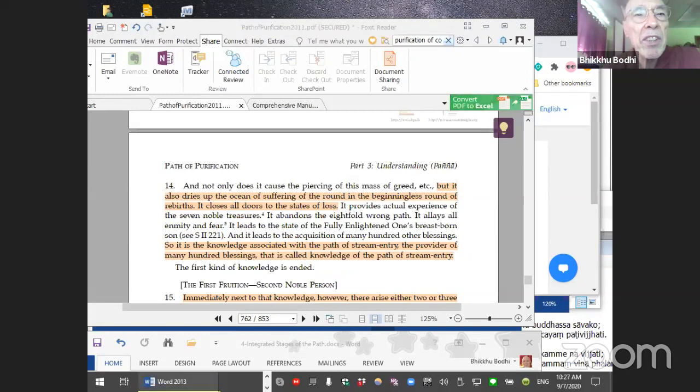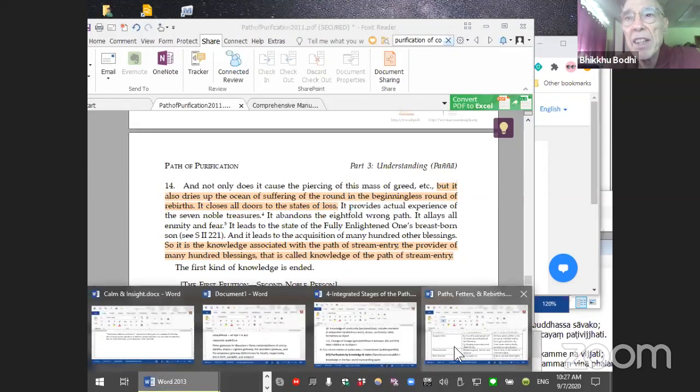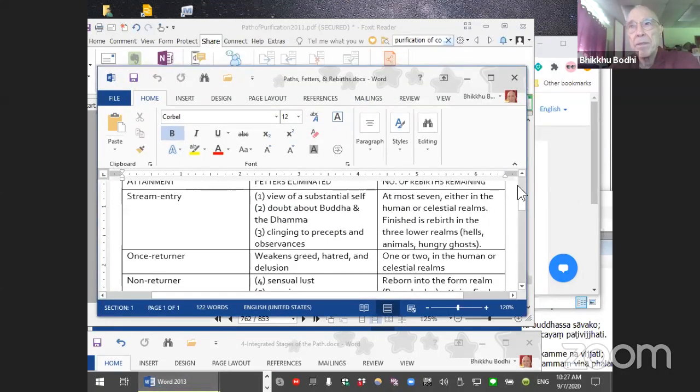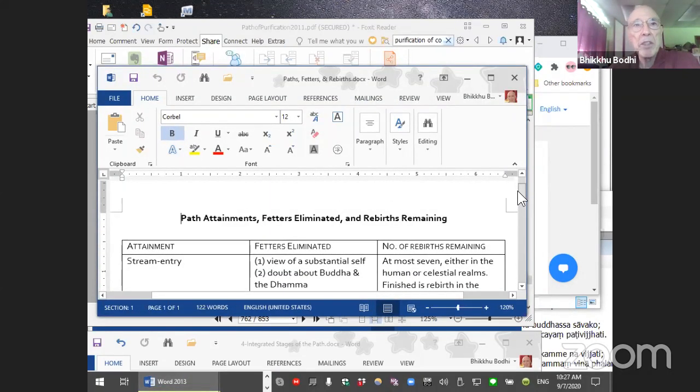And I had another little document here which shows the path attainments, the fetters eliminated, and the rebirths remaining. Do you see this file? Yes, Bhante. Okay.